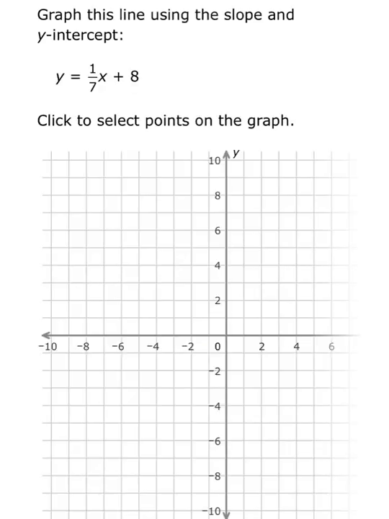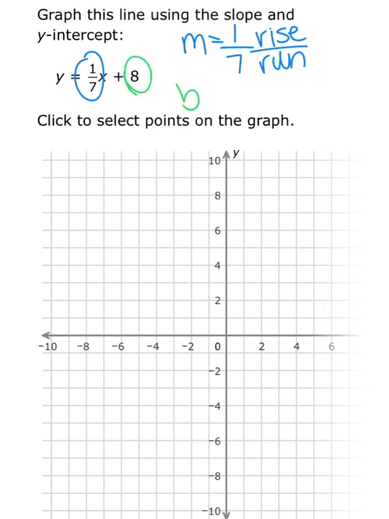So for the first example, we need to graph y = 1/7 x + 8. So my slope is 1/7. It's the number always next to x. So this means it has a rise of 1 over a run of 7. And my y-intercept would be at 8. So we're going to start at 8 on the y-axis because that's my y-intercept.